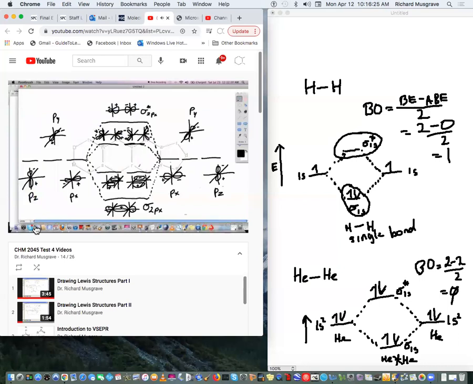All right, so let's see what the designations would look like for that. This one here would be called pi 2pz, and this one here would be called pi star 2pz. So this one is from the combination of like phases, and this one is from the combination of unlike phases. All right, let's take a look at the last.